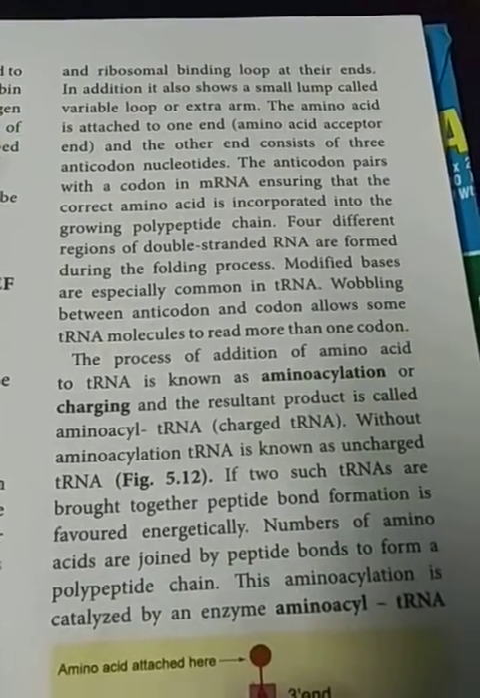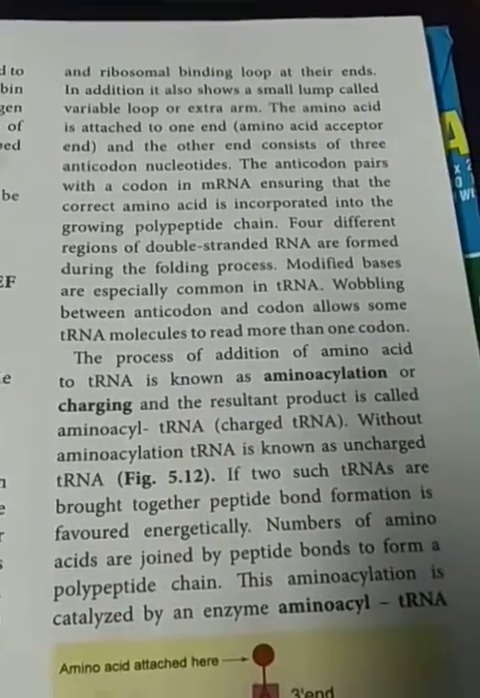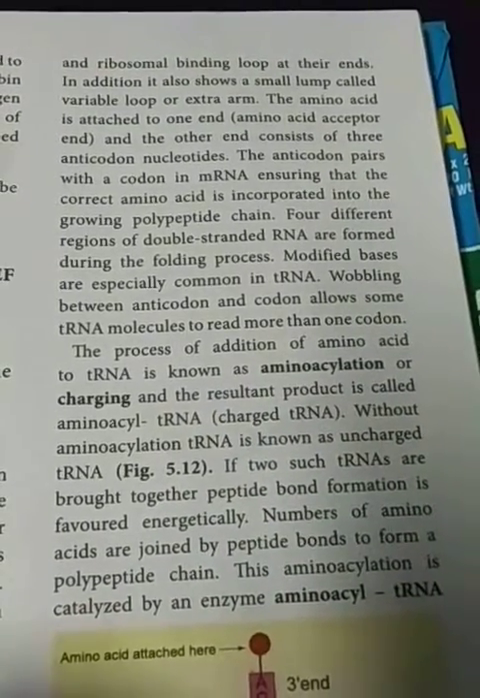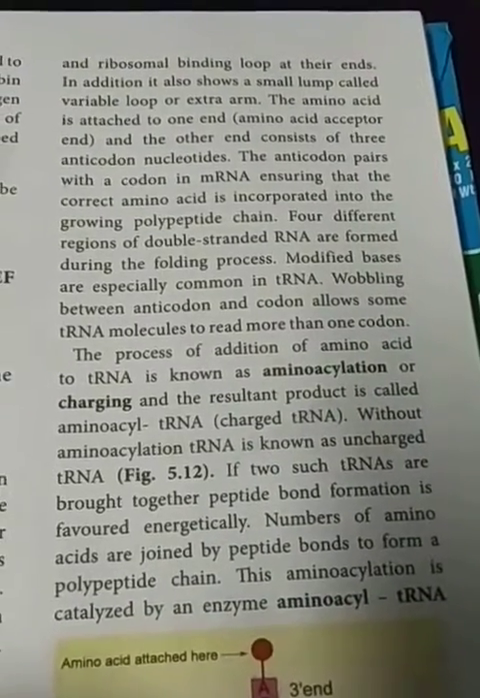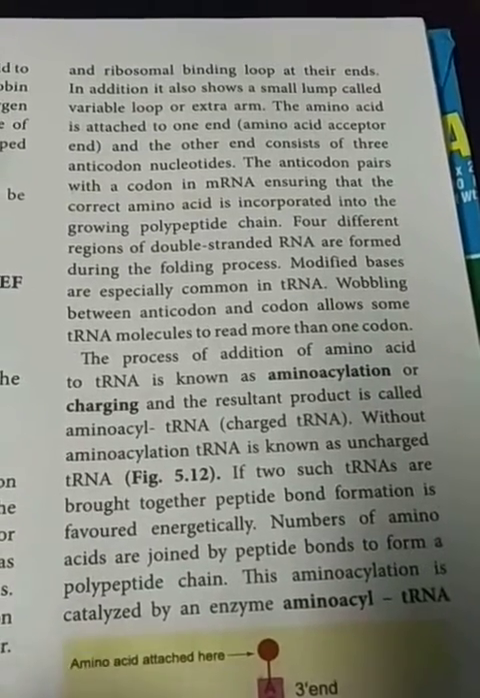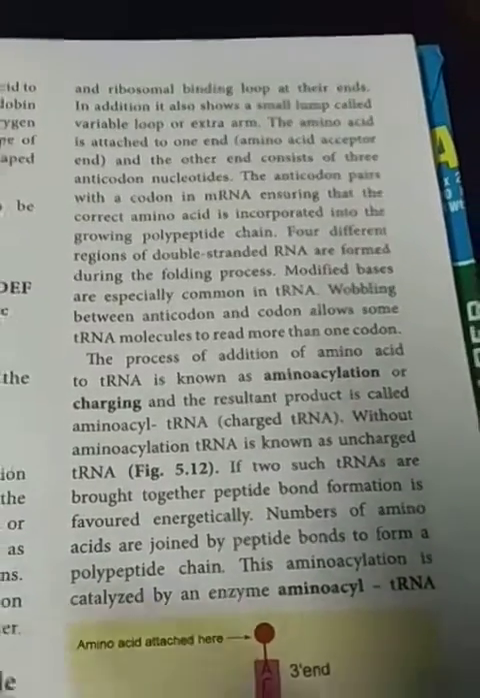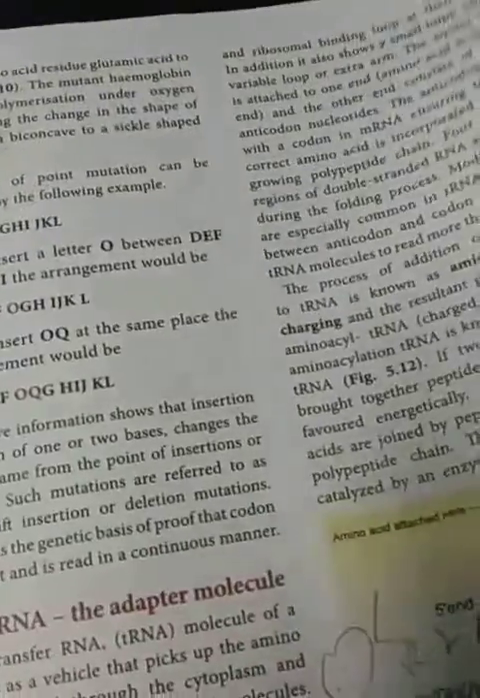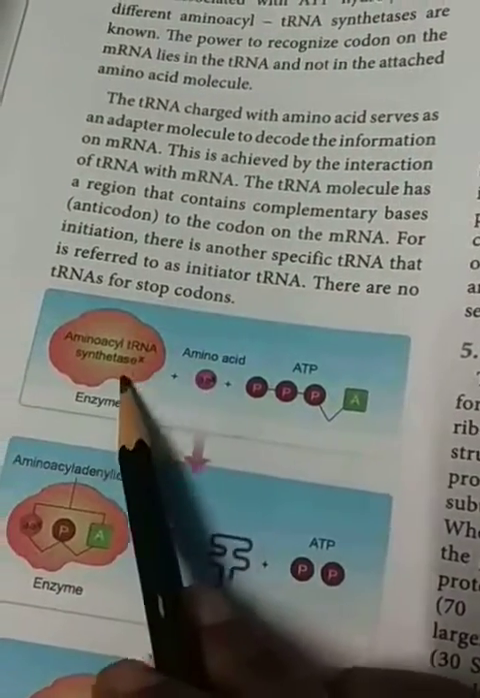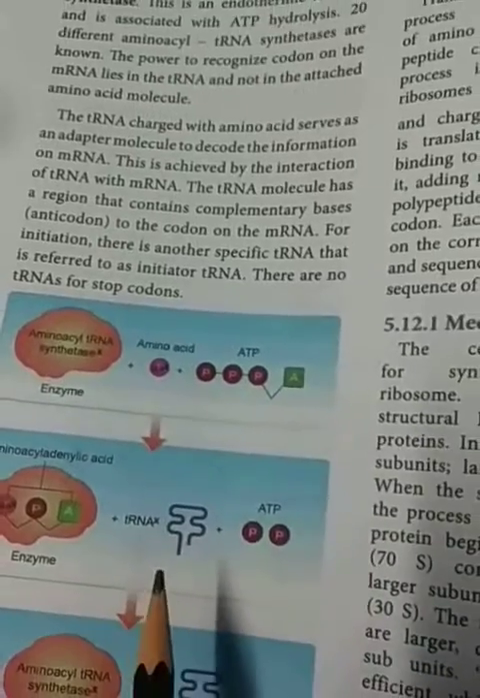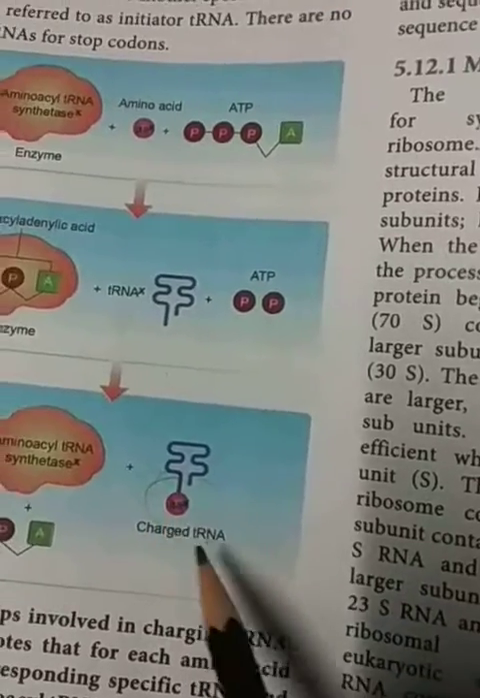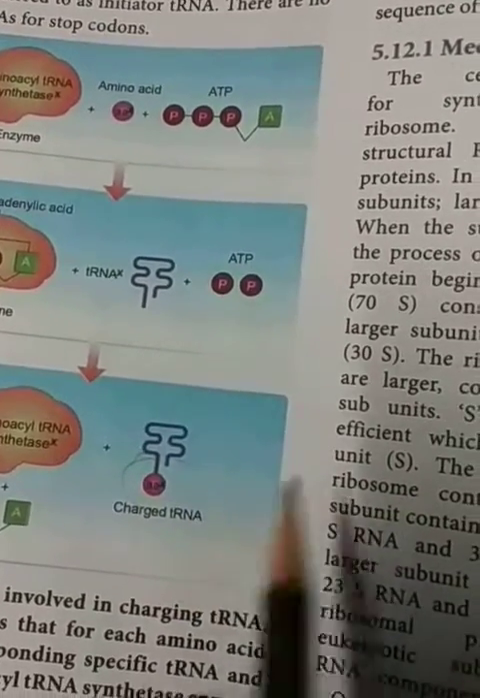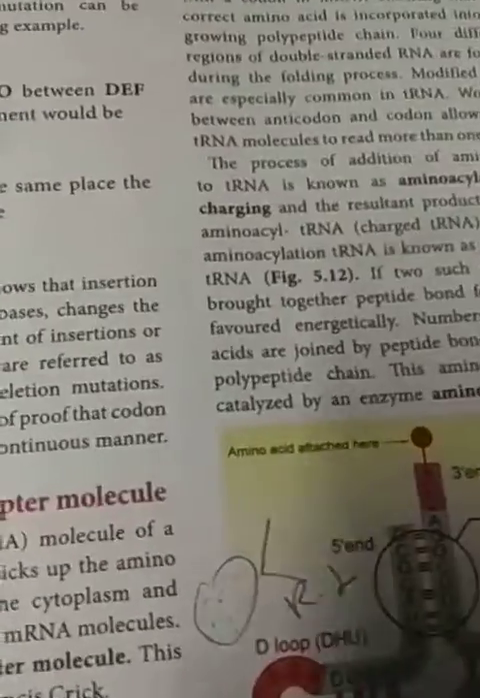Wobbling is present between the codon and the anticodon. Then excess amino acids can bind with the tRNA molecules. When the excess amino acids bind with the tRNA molecule, those tRNAs are known as charged tRNA.